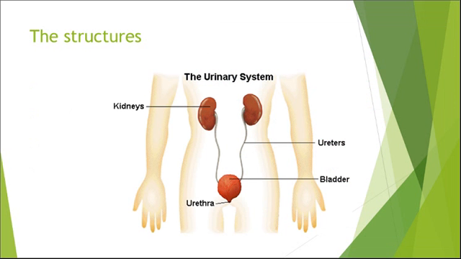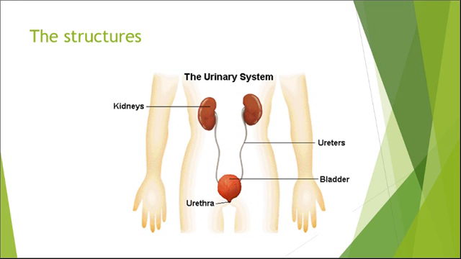Let's talk about our structures of the urinary system. The system consists of two kidneys, which filter the blood of waste products, two ureters, which transport urine from the kidneys to the urinary bladder, one urinary bladder, which holds urine before excretion from the body, and one urethra, which transports urine to the outside of the body.